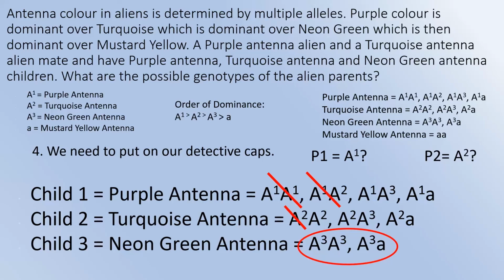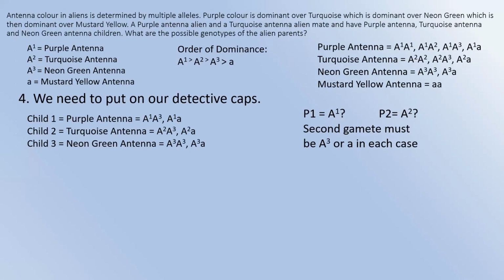So 3, 2, 1, and yeah, so the neon child could have either genotype. It's ambiguous. Here I just wrote all this information down and deleted the ones that we know aren't there for sure, because these are the only genotypes that are even considered right now.